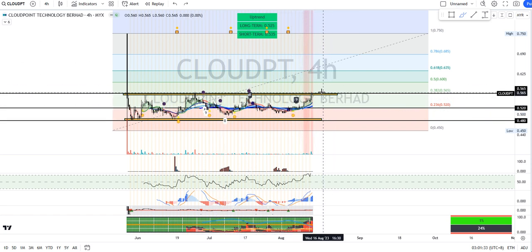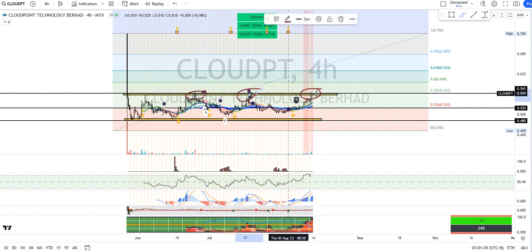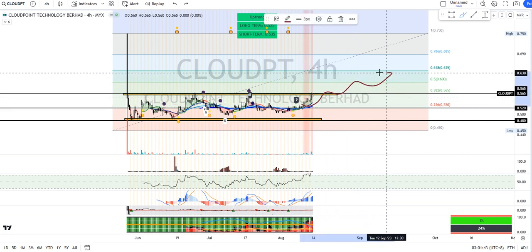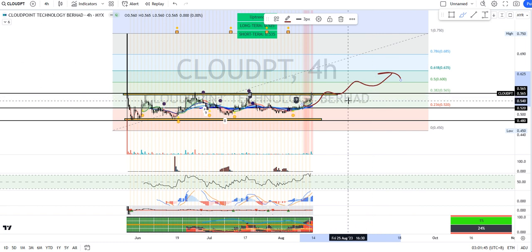But this time it does look pretty strong on the hourly chart because the candlesticks are looking pretty strong here compared to here and here. So with this kind of closing, I will be expecting a potential rally back up towards the 60 cents region, right? If it is able to sustain this kind of buying momentum.